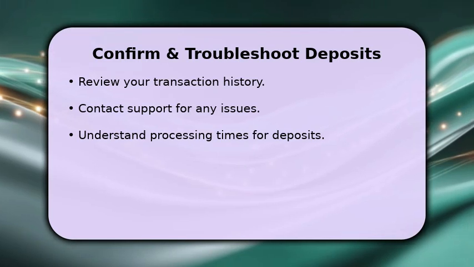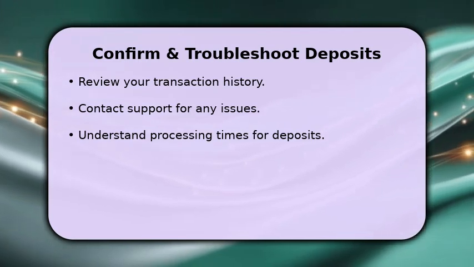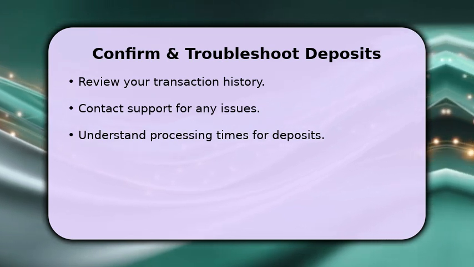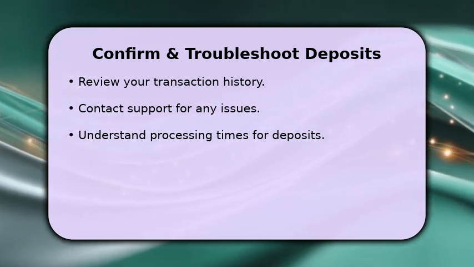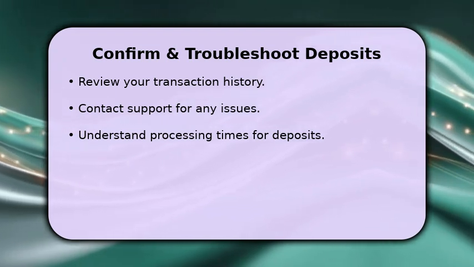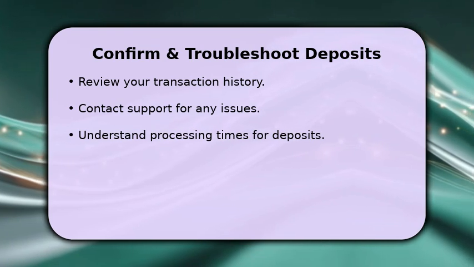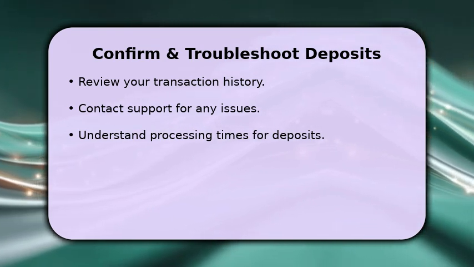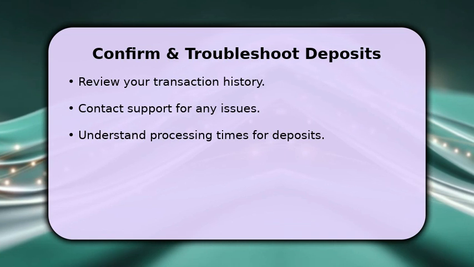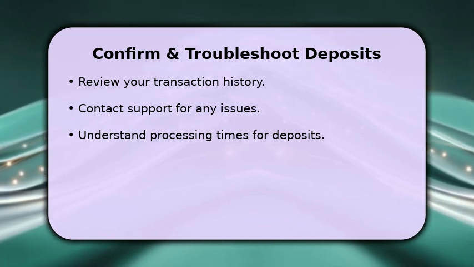After initiating a deposit, always review your transaction history within the Binance US app to confirm its status. If you encounter any issues, such as an insufficient funds notice, contact their support team. Remember that ACH deposits can take 1 to 3 business days to process. Always ensure all entered information is accurate to prevent delays or complications.